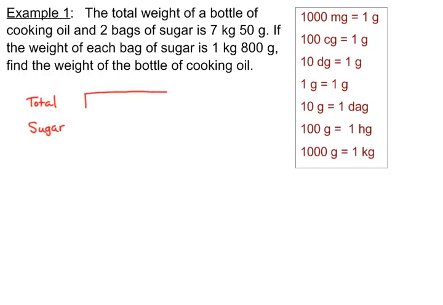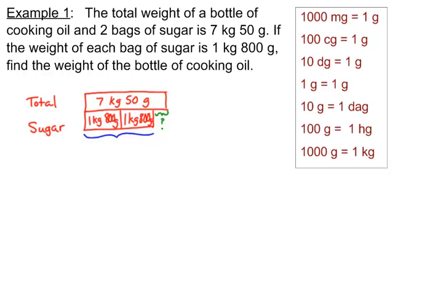They tell us the total is 7 kilograms 50 grams, and they tell us that we have 2 bags of sugar. That's 1 kilogram 800 grams. And what we're looking for is the oil, so we're looking for this little piece right here. So at the end of the day, it's going to be a subtraction problem, but before we can even do that, we got to figure out how much sugar we have.